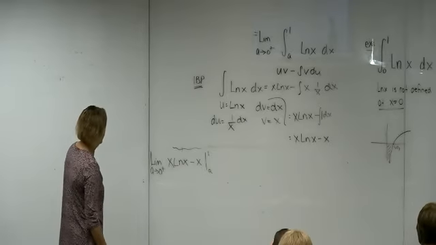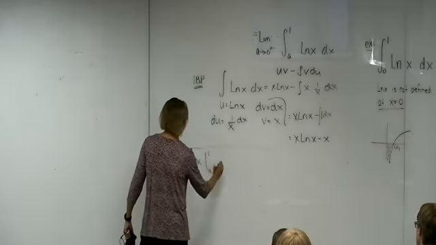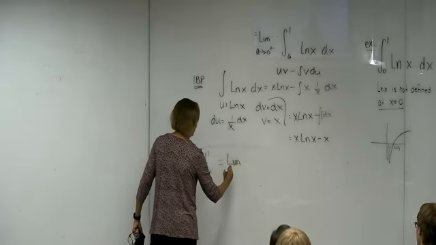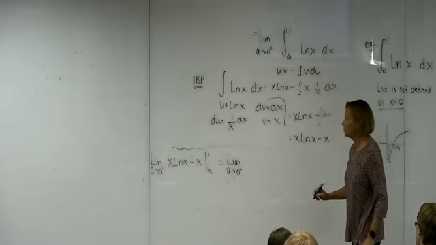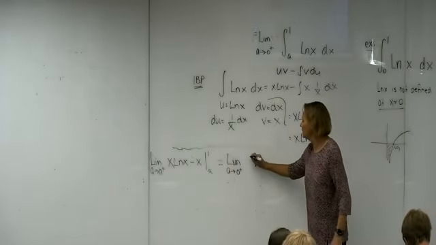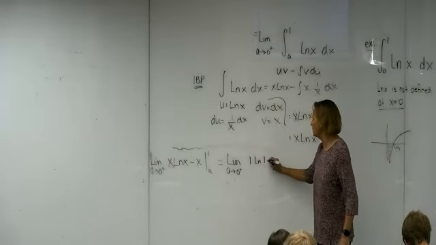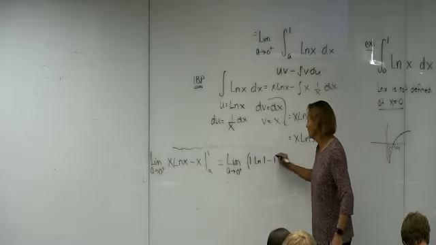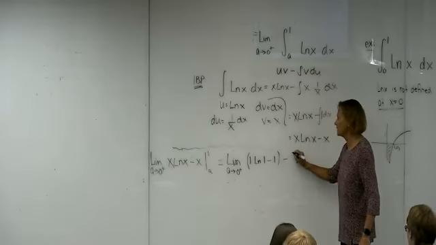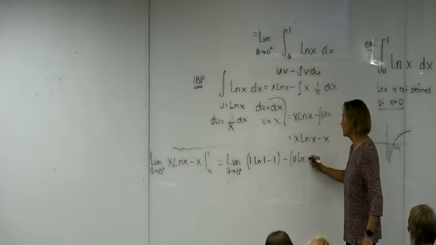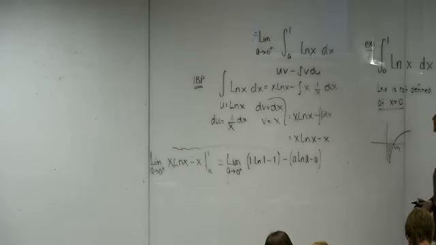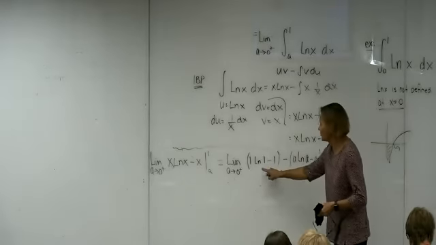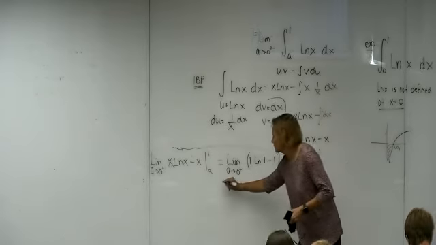So this still has the ln. All right, so I'm putting the 1 in there: 1 times the natural log of 1 minus 1. Now I'm going to put the a in there: a times the natural log of a minus a. What's the natural log of 1? 0. So this just gives me minus 1 here.